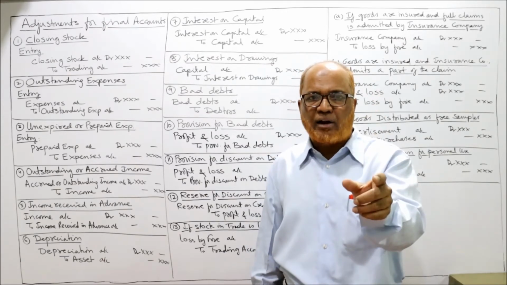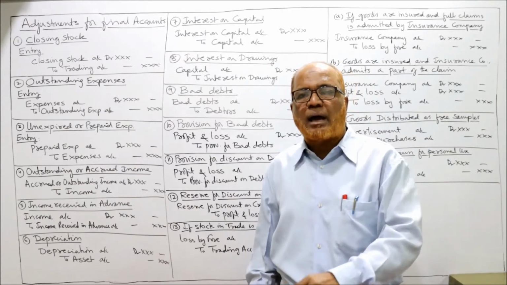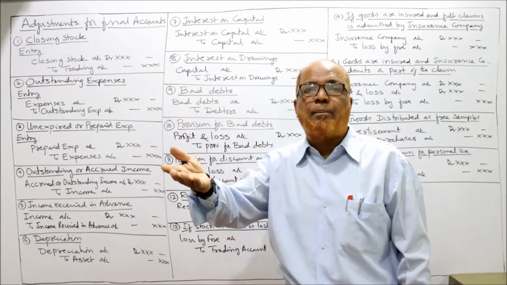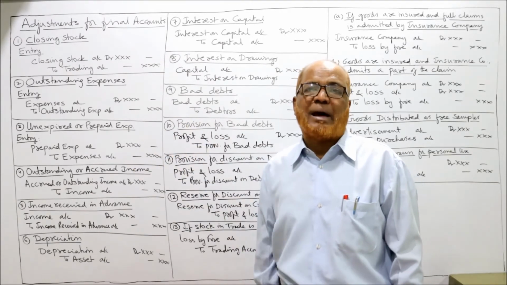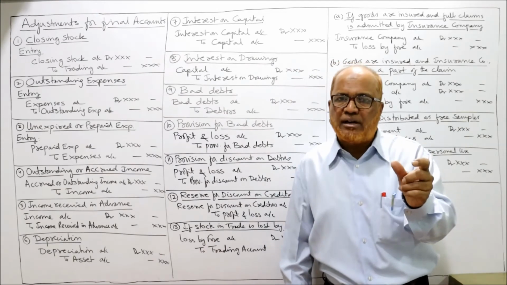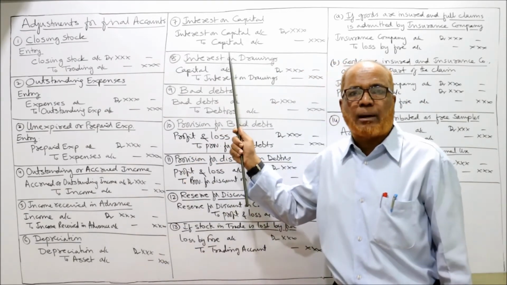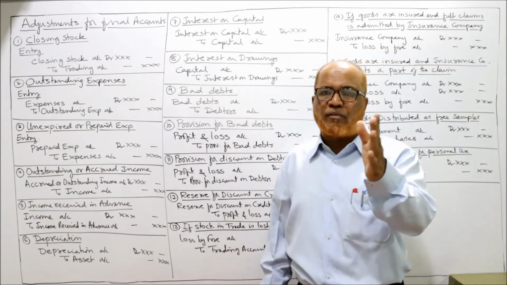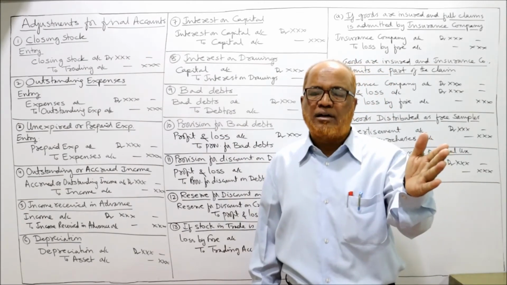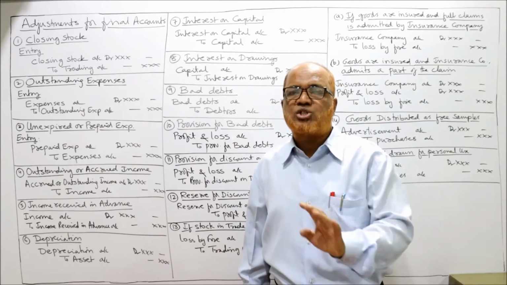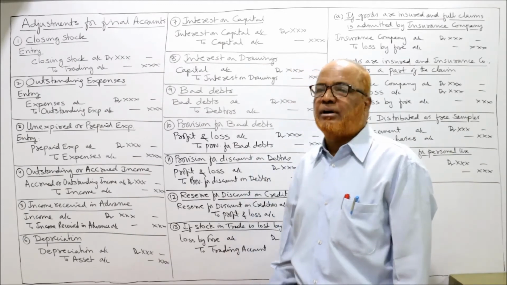Debit side of profit and loss account. And this interest on capital will be added to capital on the liability side of the balance sheet. Balance sheet liability side will take capital. To capital we add interest on capital. So one effect, profit and loss account debit side. Another effect, add this interest on capital to capital on the liability side.